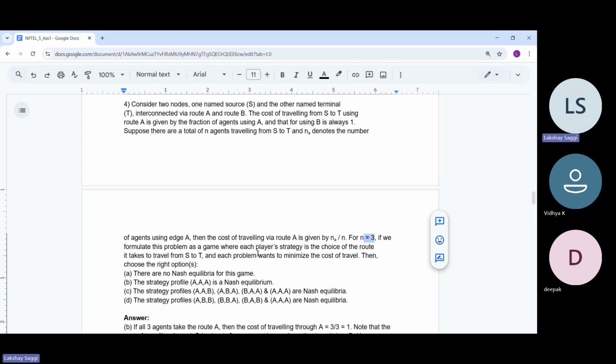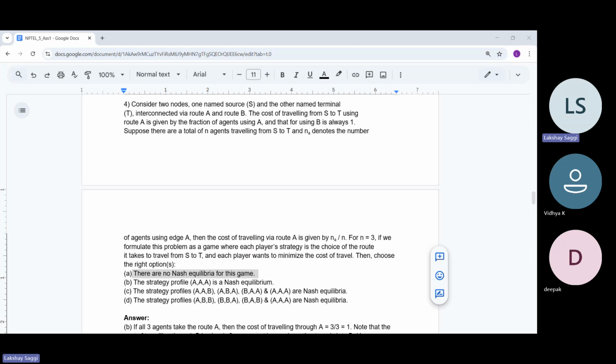And each player wants to minimize the cost of travel. Each player will want to minimize its cost of travel. And now we want to see, out of these eight possible strategy profiles, which of these will be a Nash equilibria and which of these won't be a Nash equilibria. Okay.